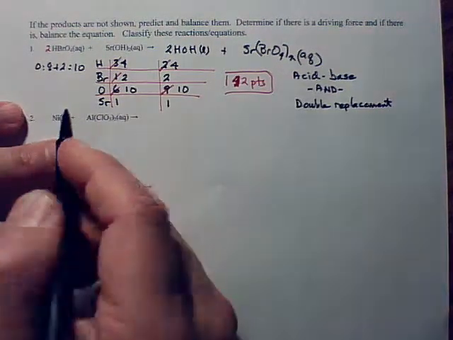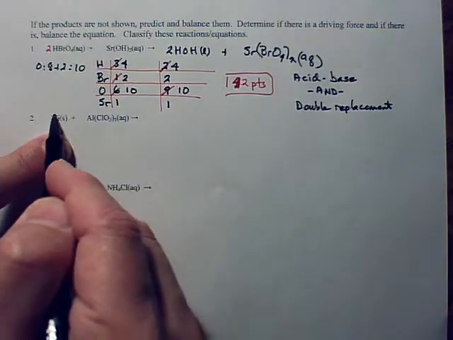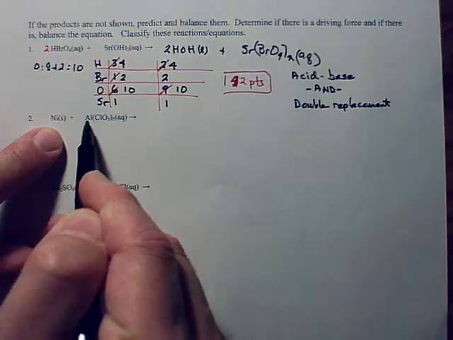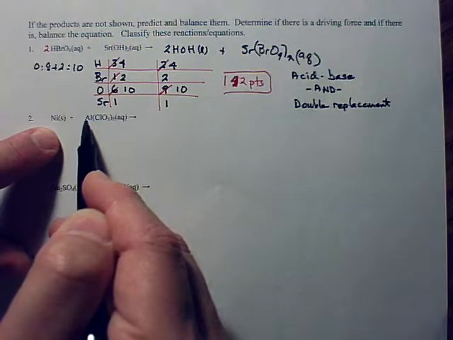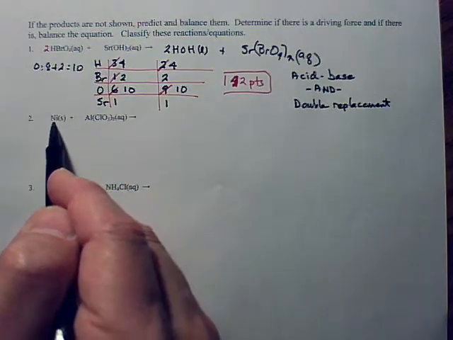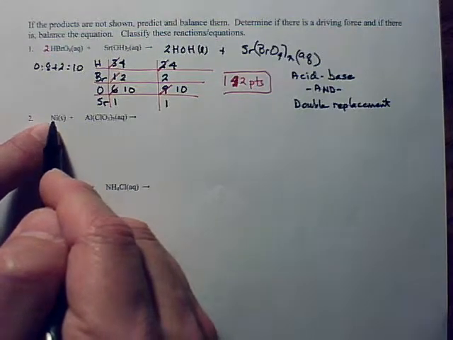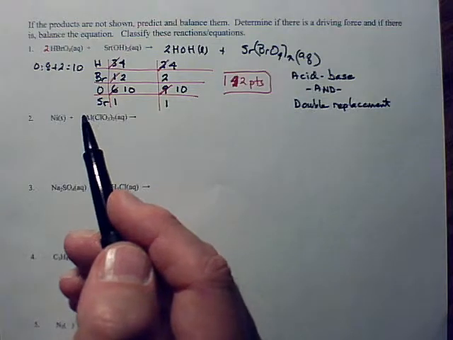Alright, now this is going to be, if there's a reaction at all, single replacement. That's because I have an element by itself and an element in the compound that it's like. This is a metal. It's like this aluminum because it is also a metal. We need to know if it's going to have a driving force. The driving force for single replacement is the nickel has to be higher on the activity series than the aluminum.